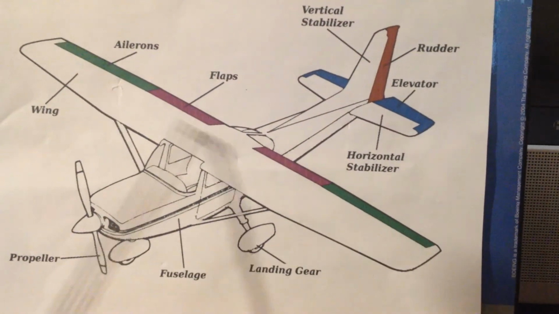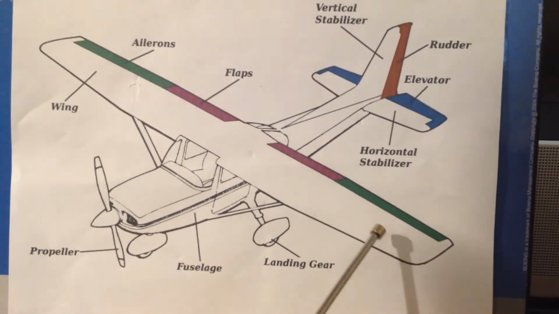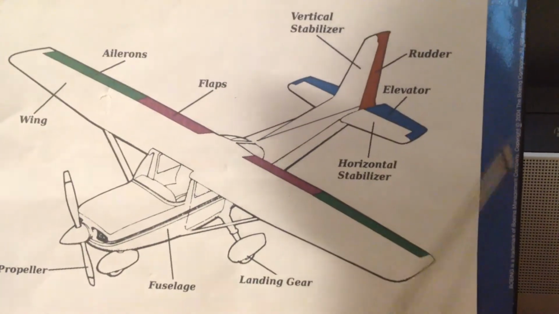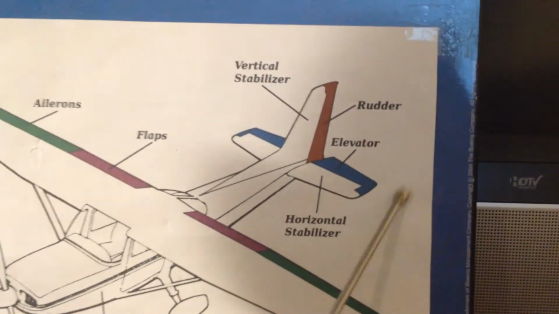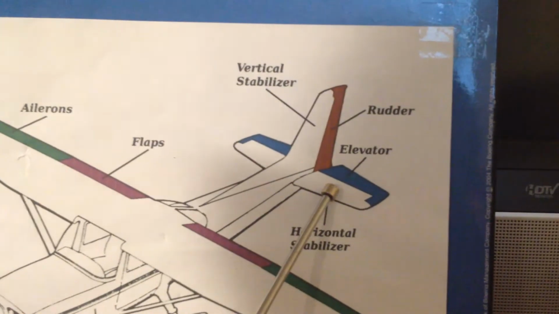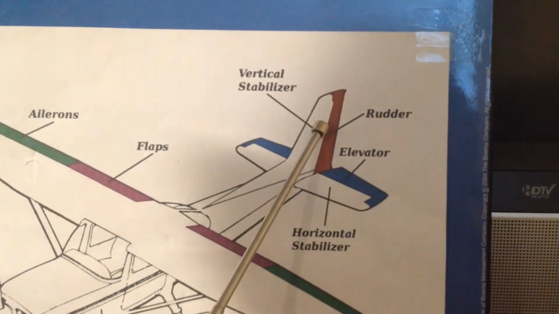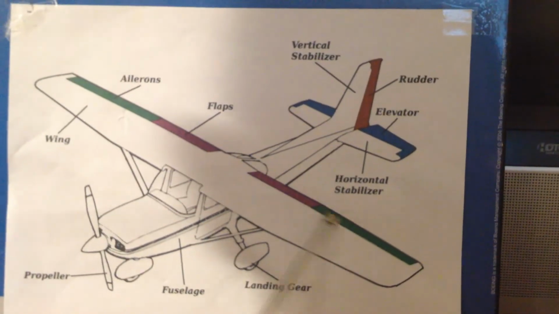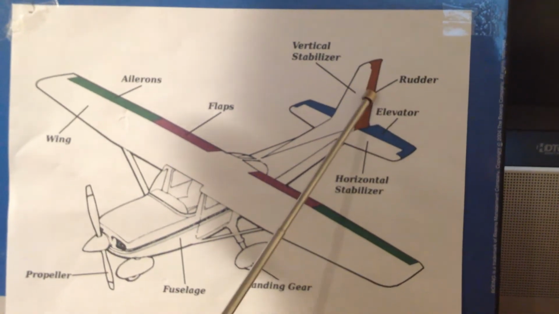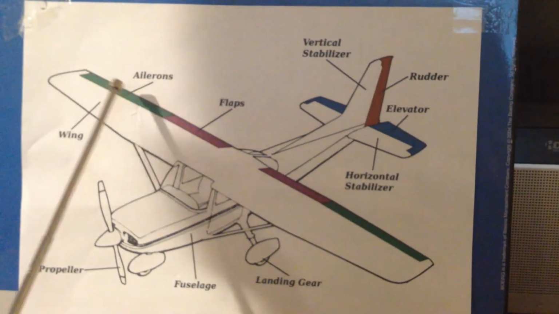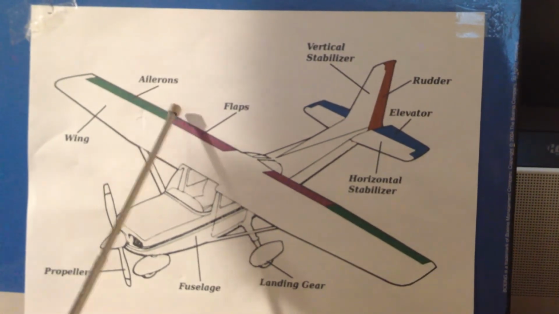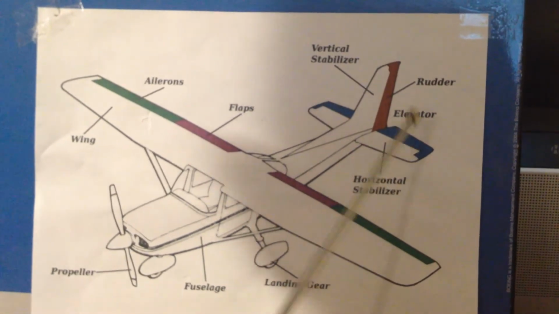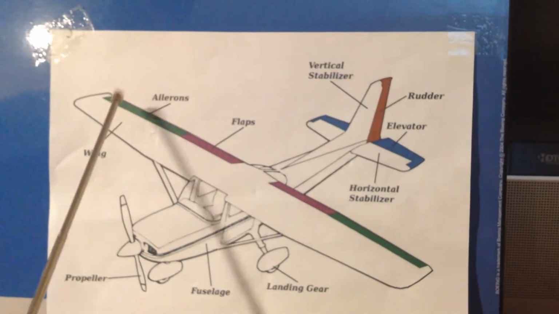Up here you have your wings, which provide lift and keep the plane in the air. Back here you have your empennage, which is made up of the horizontal stabilizers and your vertical stabilizer. All these colored spaces on the wings are called control surfaces. These control the plane on its axis while it's in the air. So we'll start over here, these green ones.